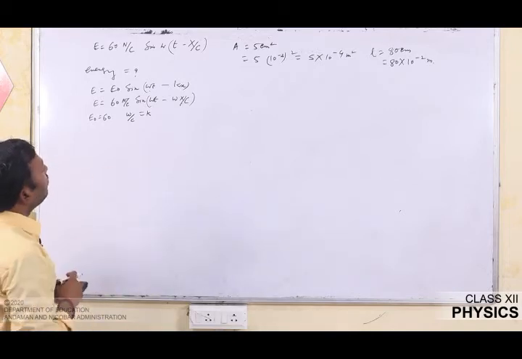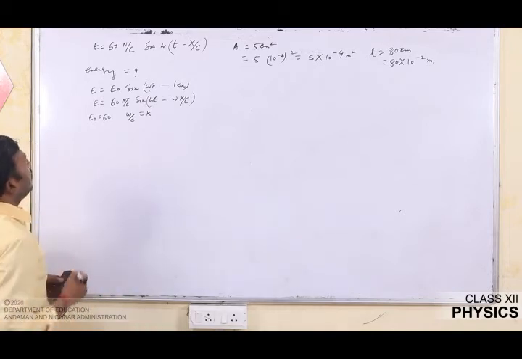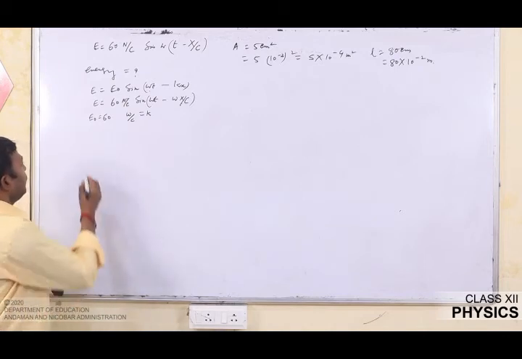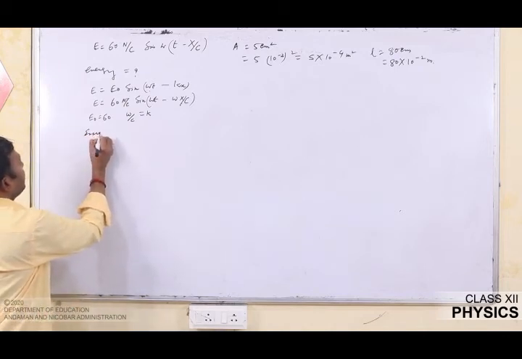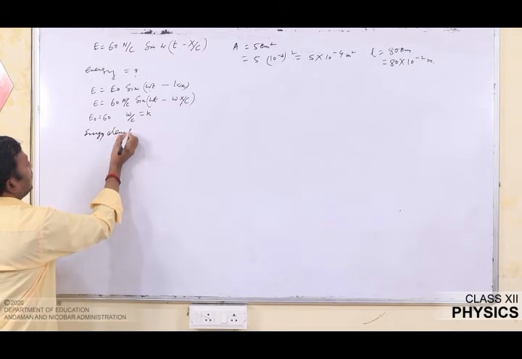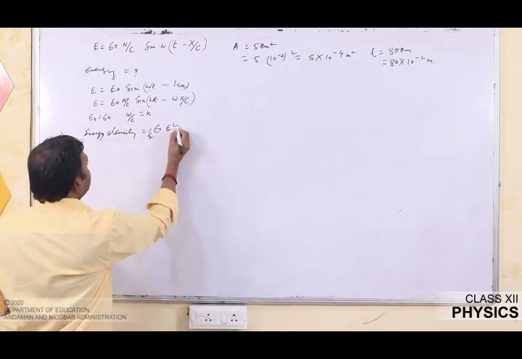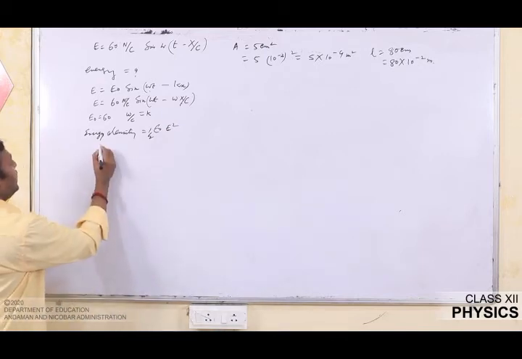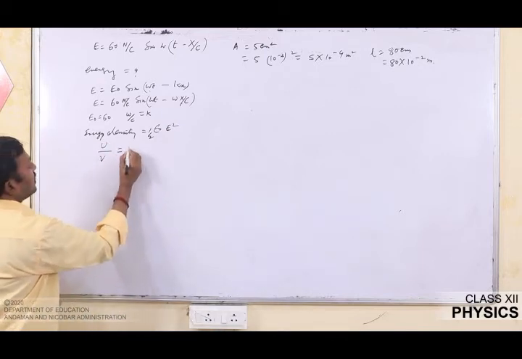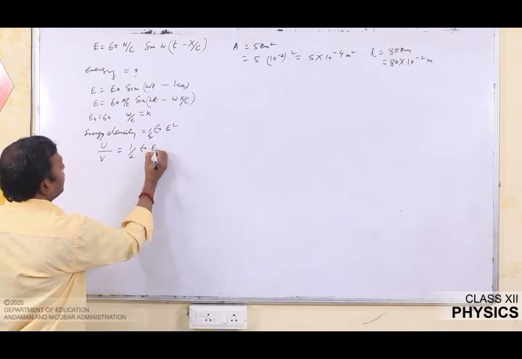And we have to find out the energy. We know the formula that is related to electric field, which is given by energy density. Energy density means energy per unit volume. This is equal to half epsilon 0 E square.